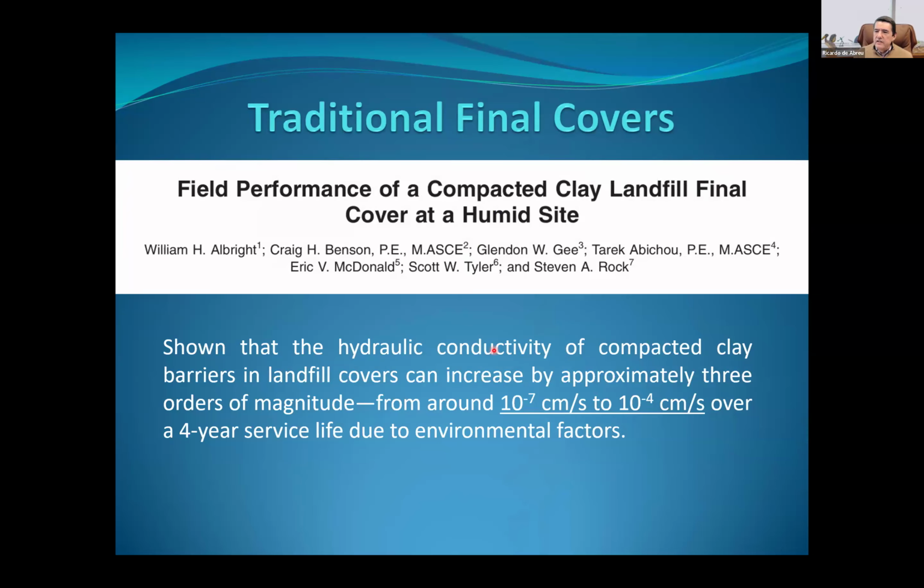Now, talking about the traditional final covers, the conventional final covers, there are studies showing that the hydraulic conductivity of compacted clay barriers can increase by 3 orders of magnitude. So when you install at 10 to the minus 7 centimeters per second, maybe after 4 years, and that's what this study shows, the hydraulic conductivity increased by 3 orders of magnitude. It can be 10 to the minus 4 centimeters per second. So just keep that in mind when you're comparing traditional final covers with exposed geomembranes or synthetic geomembranes.